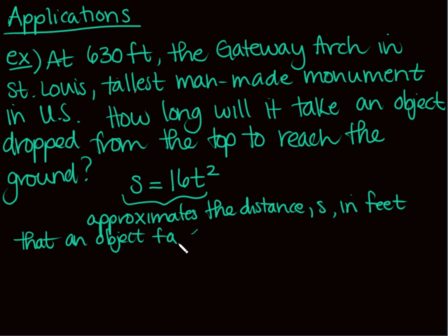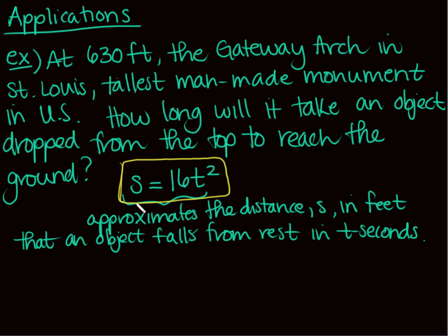from rest in t seconds. Part of understanding how to do a word problem is getting your function or your equation and understanding what this equation is going to give you. So if you look at an equation like this, what does the t stand for? The t is the seconds after you drop the object, and after so many seconds, what the s gives you is actually the distance that object has fallen.